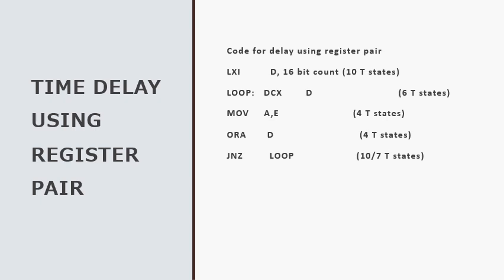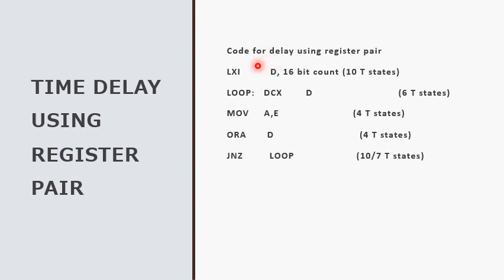I have written here a program using register pairs: LXI D, comma, a 16-bit count value or 16-bit data. Since here it is the DE register pair, the content of the DE register pair is viewed as data only by the microprocessor. Instead of D, if you put H, then this 16-bit value will be a memory location. The microprocessor will view it as a memory address, right? So DCX D decreases the DE register pair by 1.